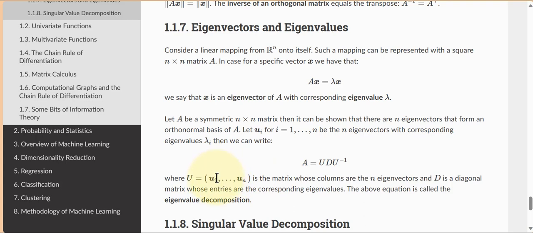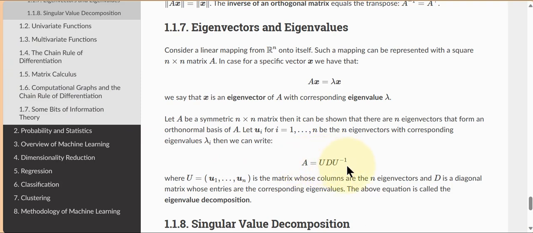Remember, U is just these eigenvectors put in as the columns. So that's what U is. And then D, we take the eigenvalues and we put them down the diagonal. And then U inverse, well, if we have U, we can get U inverse. So this is very interesting. Now we have that if A is symmetric, we can write it like this.